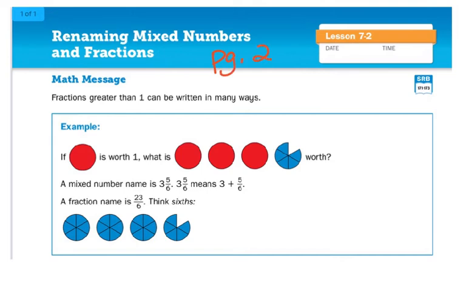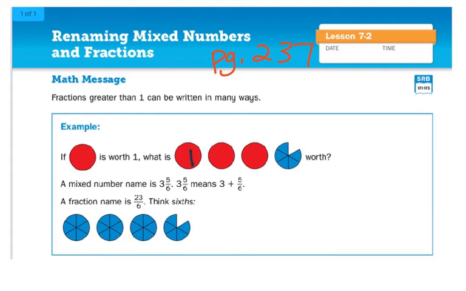Earlier than I thought, page 237. Go ahead and open to journal page 237. At the top it says renaming mixed numbers and fractions. Fractions greater than 1 can be written in many ways. If that red circle is worth 1, what is 3 circles plus 5 out of 6 worth?